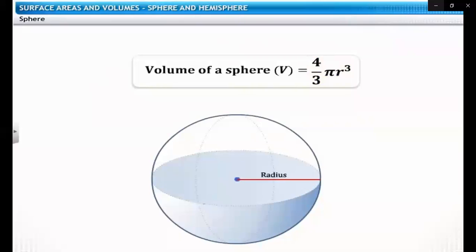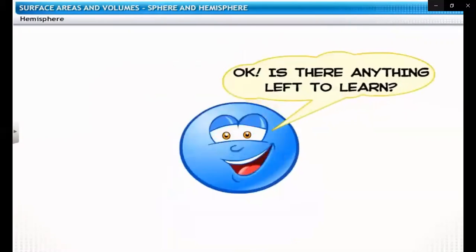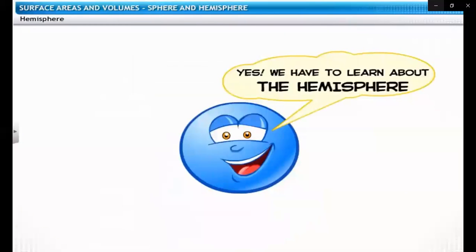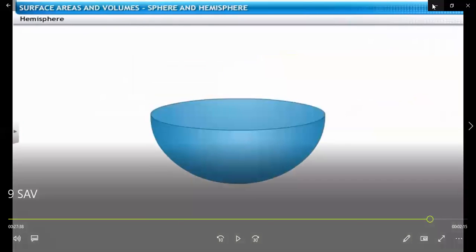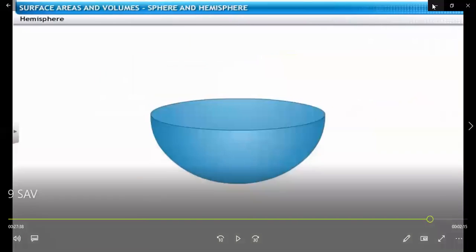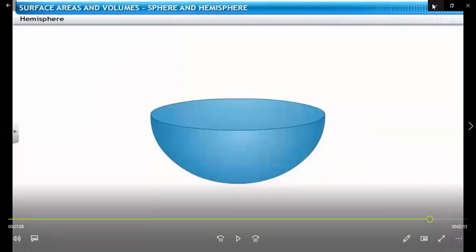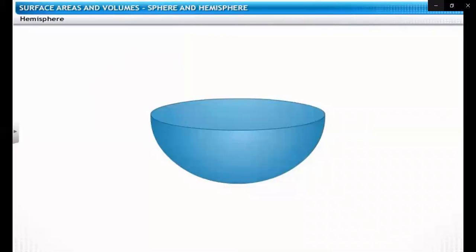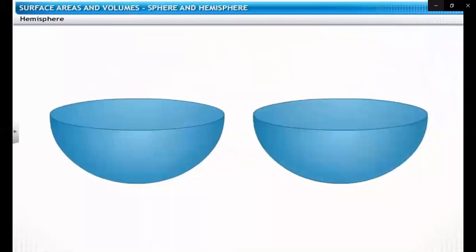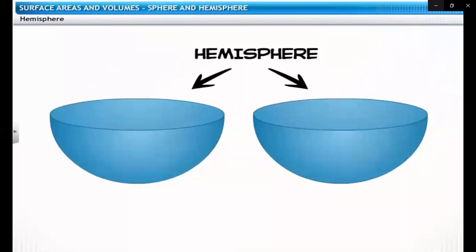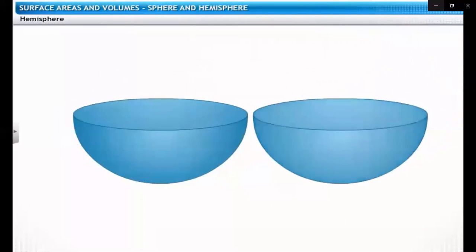Now we can proceed to the volume as well as surface area for hemispheres. So let's proceed to hemisphere. As you can see, a hemisphere is just the half. If we cut the sphere into two equal halves, then the one portion that we get is nothing but a hemisphere. Take a sphere and cut it in half, and you will get two hemispheres. So a sphere gets divided into two equal parts, and these two parts are called hemispheres.